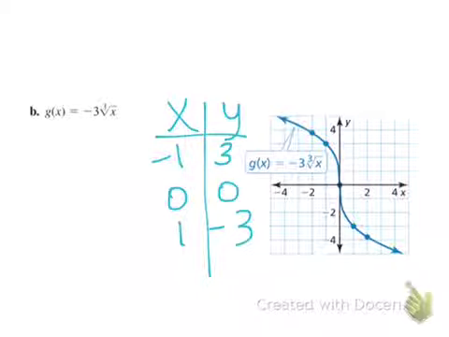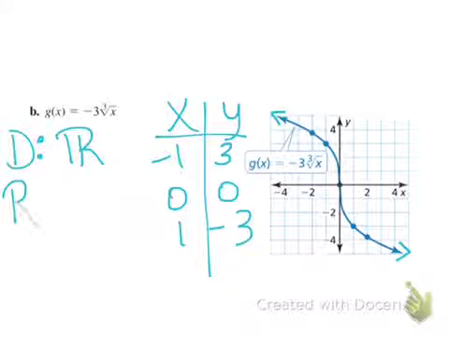Our domain, remember, domain are your x's. It goes forever left and forever right. So that's going to be all real numbers. My range, it goes forever down and forever up. So that is also all real numbers. Okay.